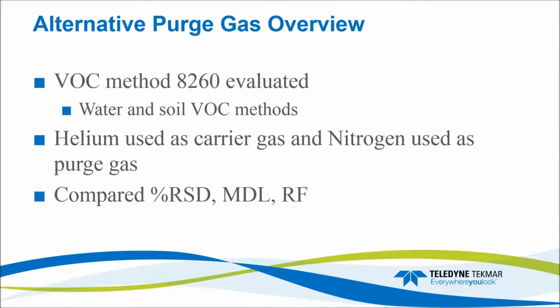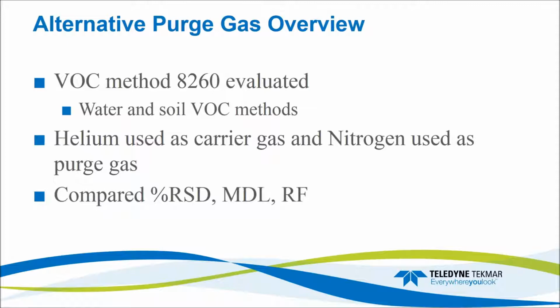Okay, so moving on into some data here, we're going to look at primarily method 8260 for the Atomx. We're going to look at some water data and some soil comparisons for purge. In particular with the water and the soil chromatography comparisons, we're going to be looking at helium versus nitrogen as the purge gas. And in all of the data that I'm showing today, all of these examples, helium will always be the carrier gas.